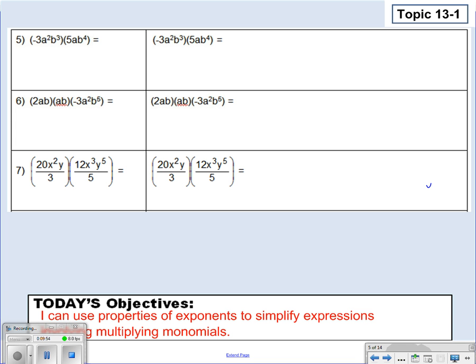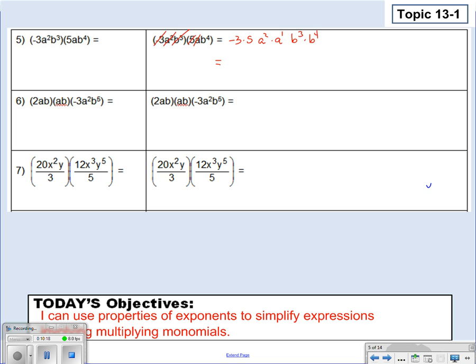Number 5, following that same process, let's do our numbers first. So we have a negative 3 out front times a positive 5. Look at our a's. We have a squared from our first parenthesis times a, and we're going to put a 1 power, and then b cubed times b to the 4th.